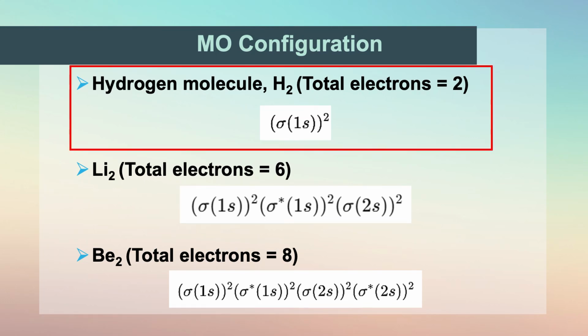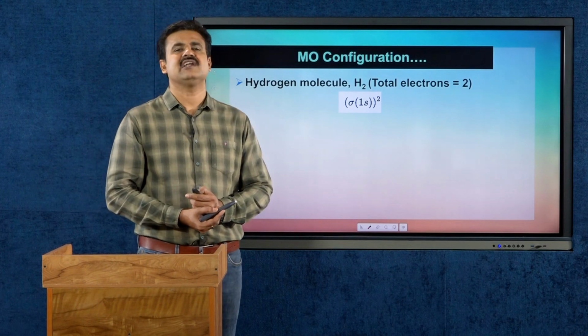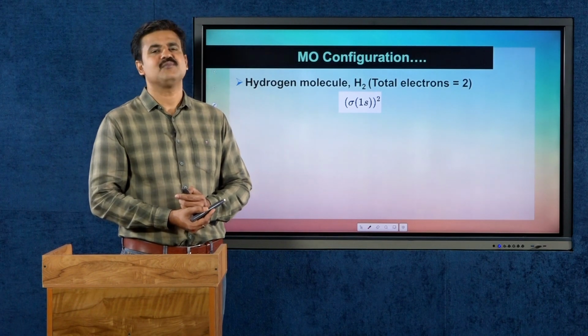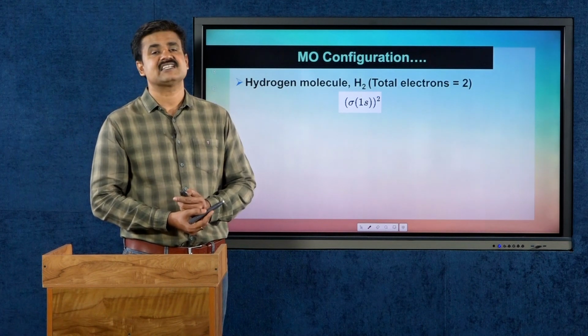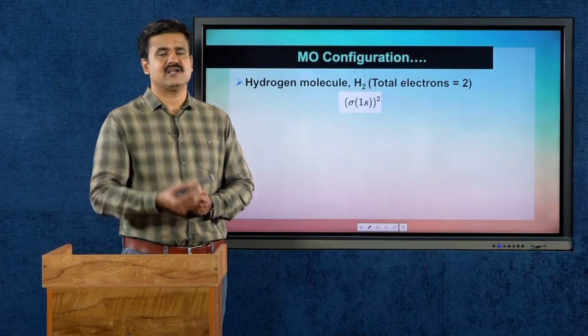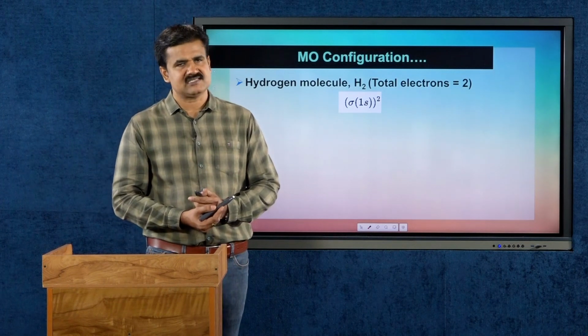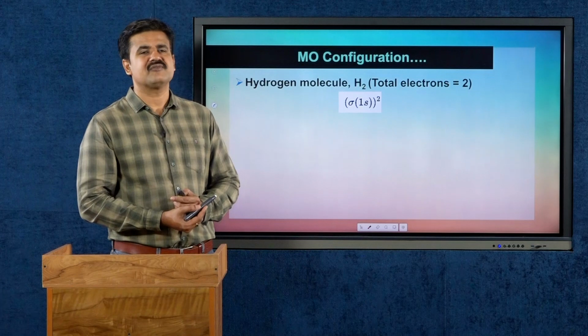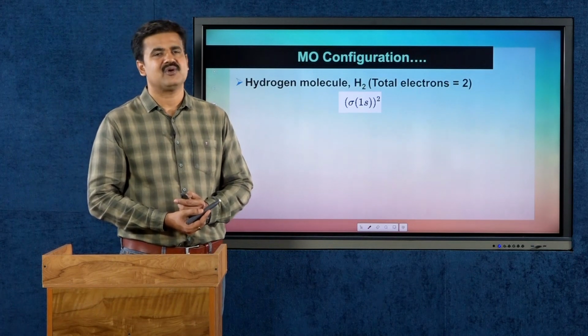Hydrogen molecule H2 has a total of 2 electrons, because the participating hydrogen atoms each have 1 electron, and hence for the hydrogen molecule you can represent the MO configuration like this: sigma 1s 2. The total 2 electrons present in the hydrogen molecule are accommodated in the lowest energy bonding molecular orbital, that is sigma 1s. Therefore, the molecular orbital configuration of the hydrogen molecule is sigma 1s 2.